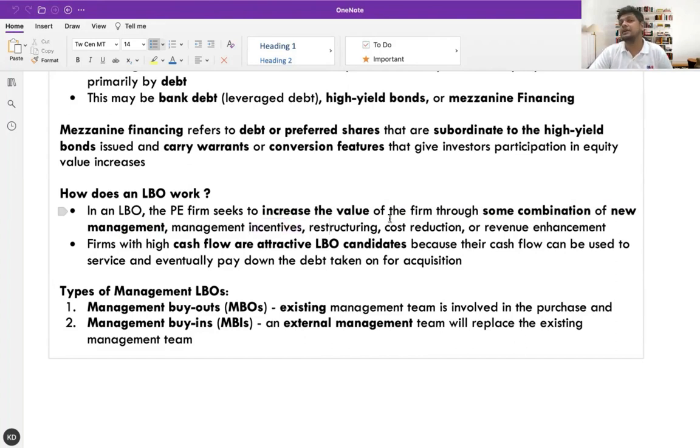And mostly PE funds do what? Most of the companies do what? They do cost reduction. Cost cutting is the best way to turn around a company, right? Or revenue enhancement. In that way, they will try to make the company sustainable again, make it profitable, so that from that profit, the debt can be paid up. Clear? It's not easy to do, but probably they have the knack of doing it. They are experts in that. Clear? So firms with high cash flows are attractive LBO candidates because their cash flows can be used to service and eventually repay the debt that is funding the acquisition. Clear? Everyone?